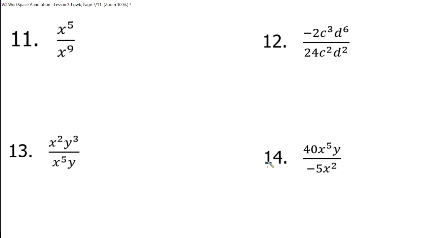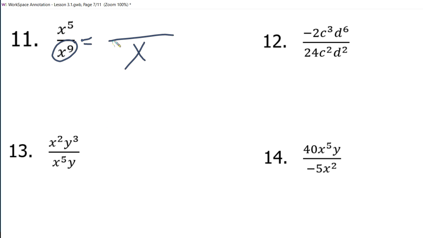Number 11. Where's the larger exponent? At the bottom. So if the larger exponent is in the bottom, that's where your answer has to go. Now, if I do top minus bottom, if I do 5 minus 9, what do I get? Negative 4. But we never want to leave a negative exponent in our answer. So using this trick, you need to do big minus little. So out of these two, what's the bigger exponent? So we need to do 9 minus 5. And what is 9 minus 5?